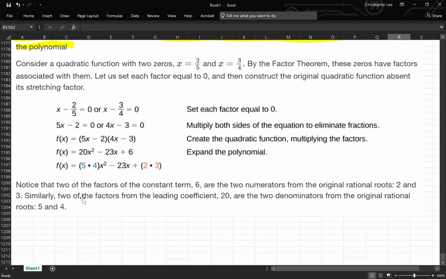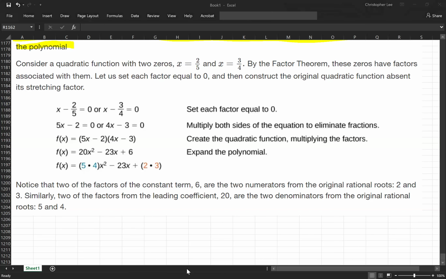So notice that the two factors of the constant term 6 are the two numbers from the original rational roots, 2 and 3. Similarly, two of the factors from the leading coefficient, 20, are the two denominators from the original rational roots, 5 and 4. All right? Just an interesting observation. All right?